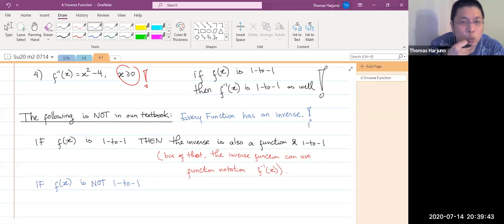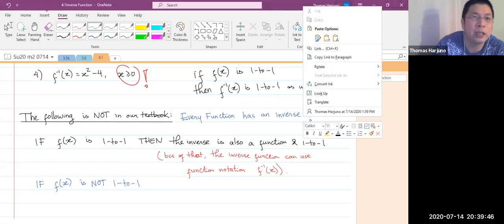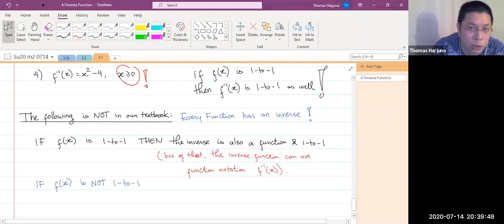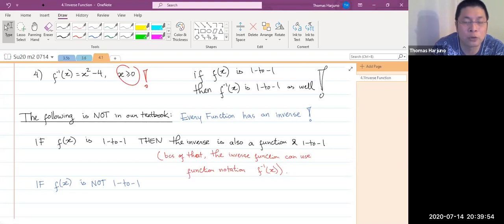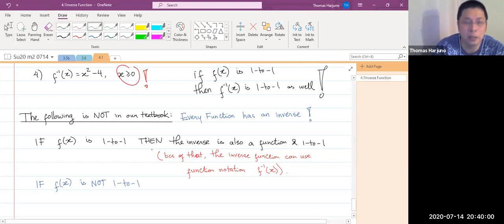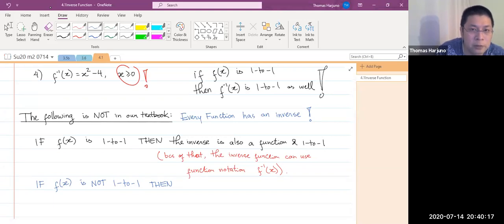If the function is 1-to-1, then the inverse is also a function. That's why we call that inverse function. Okay, now, so what happens if the function is not 1-to-1? Then the inverse still exists though. Okay, the inverse still exists. In fact, to find the inverse of a function, all you need to do is reverse the x and the y. Then you will get the inverse. Okay, now, but the inverse may not be a function.